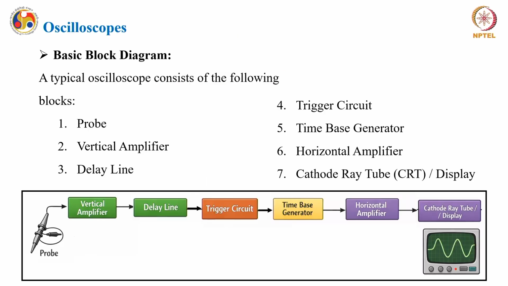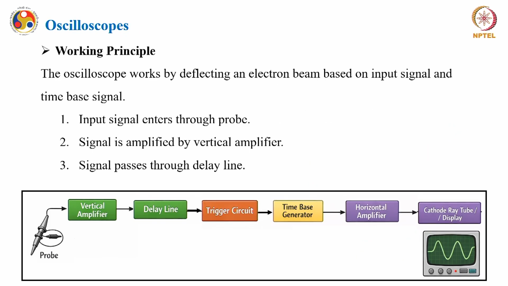We have seen the oscilloscope in detail, but a typical analog oscilloscope had all these parts: a probe, vertical amplifier, delay line, trigger circuit, time base generator, horizontal amplifier and a CRT. The cathode ray tube and display we have also seen in detail in our next module. We have seen the oscilloscope's working in detail.